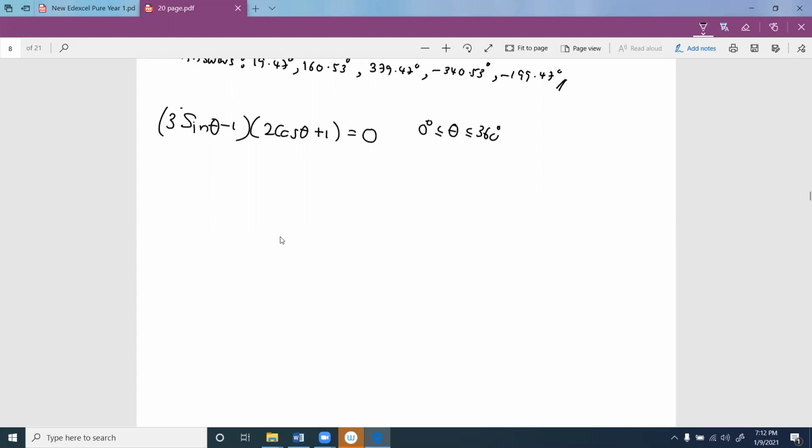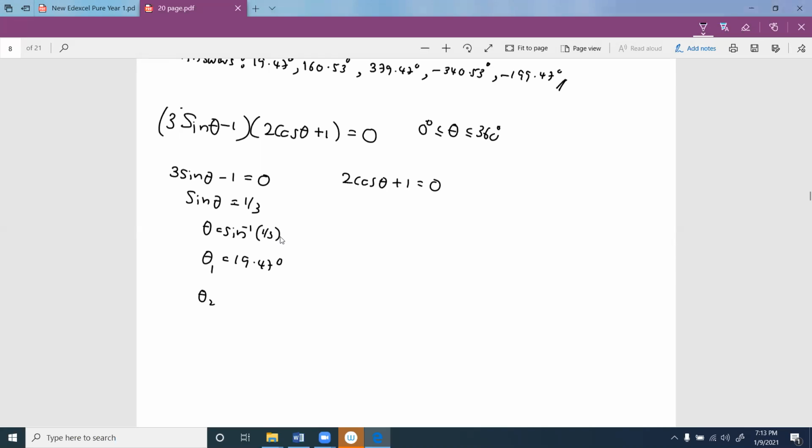So we can just work out. If the product of the brackets is equal to 0, you can say individually 3 sine theta minus 1 equals 0, or 2 cos theta plus 1 equals 0. With this, you can say sine theta equals 1 over 3, so theta equals sine inverse 1 over 3, which is 19.47. So we get the answer as in the previous question, 19.47. That's the first angle.